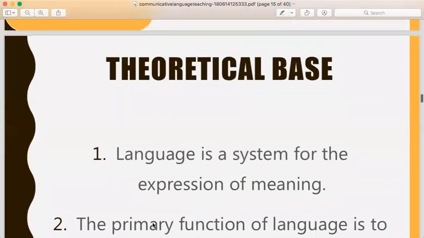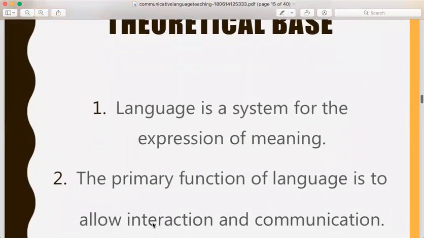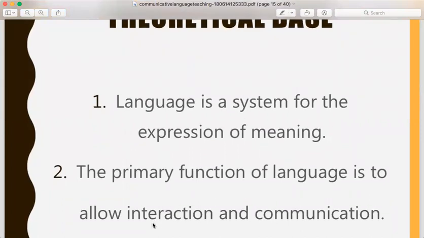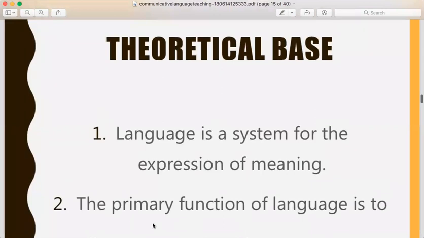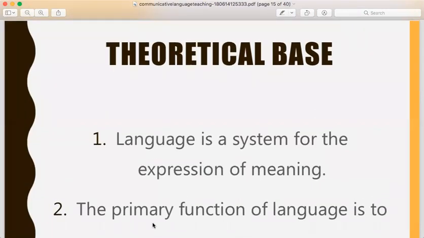Now, what is the approach and the theoretical basis? Basically, communication itself is a theory. Language is communication. So its theoretical basis is that language is a system for the expression of meaning. There is no other function of language than the expression of meaning. So language is meaningful. Language is functional and nothing else. Language is not structures.